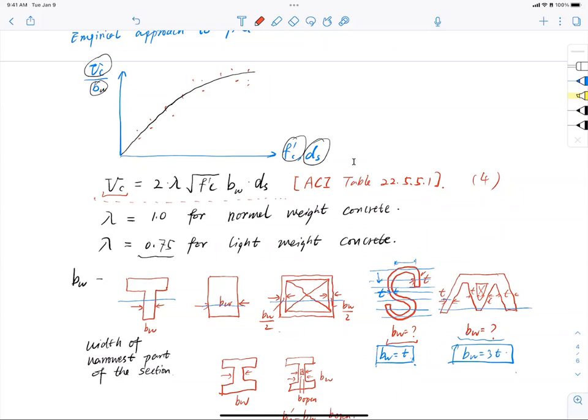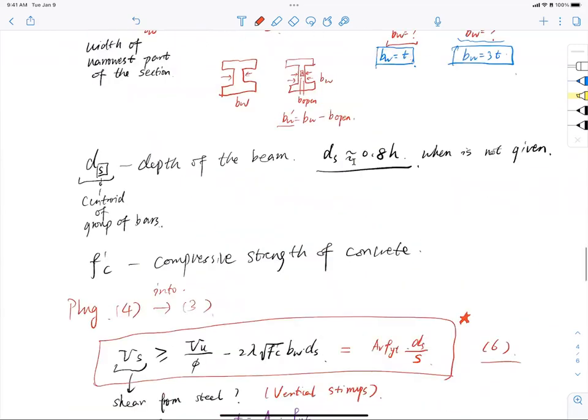Then the square root of f'c, the compressive strength of the concrete, times bw, which is the width of the section. Mind you that this width is the narrowest width of the section. That means if I have a T section, that's the width of the web; for a rectangular section, the width of the rectangle; and for a box section, the width of the webs. So it's always the narrowest width of the section. And then multiply by ds, which is the depth of the beam.